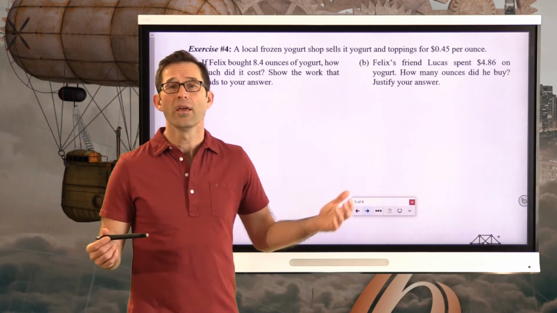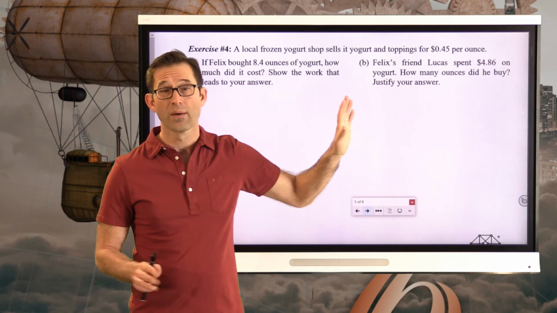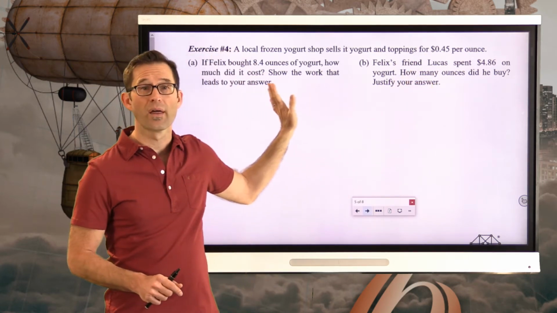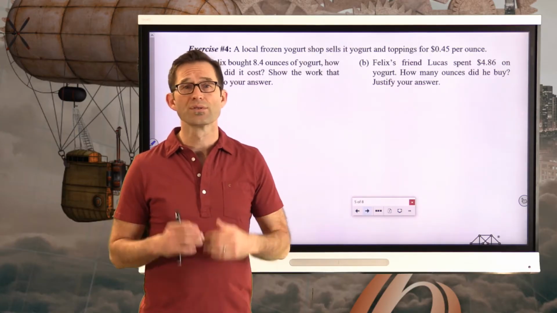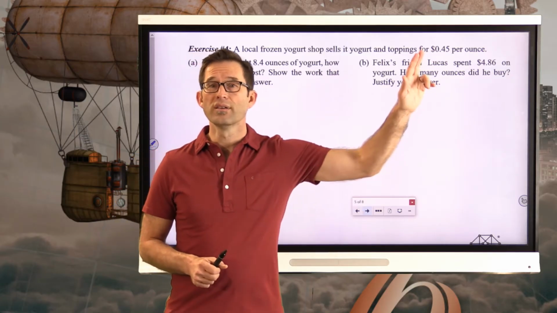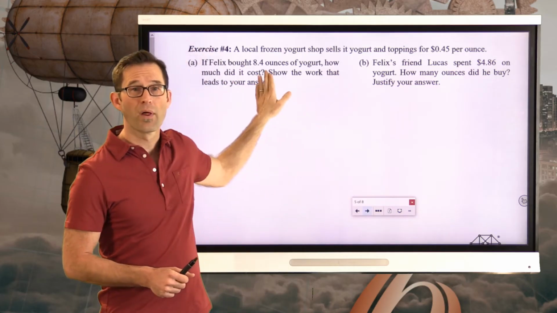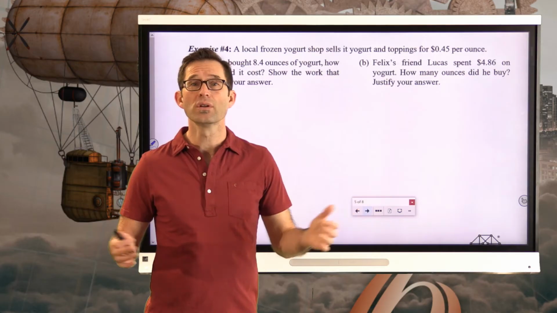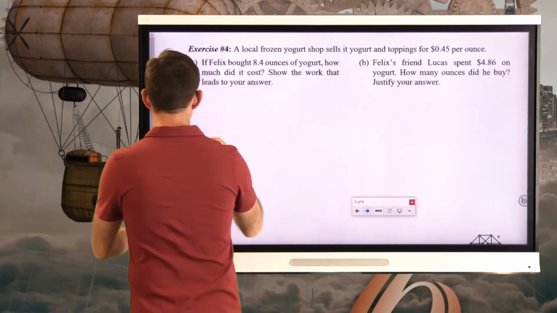All right, well again, if for some reason Felix was spending $2 per ounce, that would be very expensive yogurt, but if Felix was paying $2 per ounce and bought like 8 ounces of yogurt, we'd do 8 times 2, we'd get $16, and we would kind of move along on our day. The only difference here is that we've got to take that per unit price of 0.45 and multiply it by that kind of obnoxious 8.4 ounces. But that should give us the total amount that we spend on yogurt. So let's do that right away. Here we go.